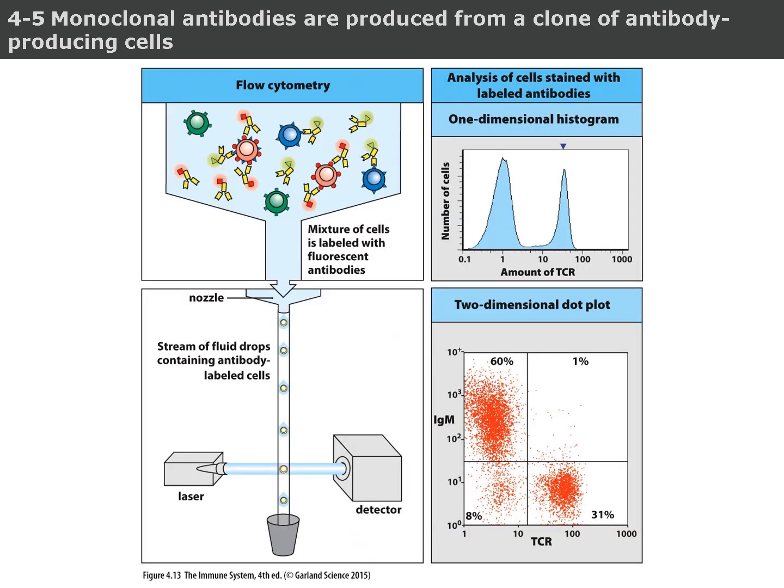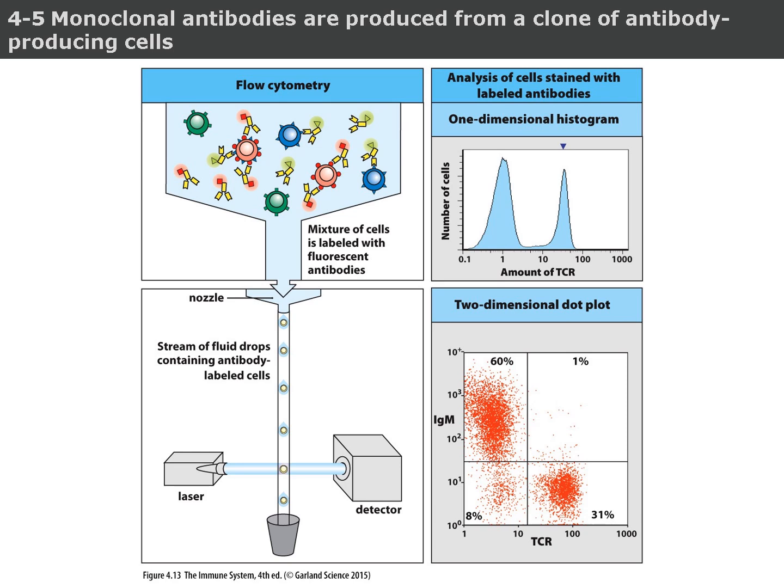biomedical science. This figure demonstrates how flow cytometry is used to analyze and sort cells based on their surface markers, labeled with fluorescent antibodies. At the top left, a mixture of cells is labeled with different fluorescent tagged antibodies, each recognizing a specific cell surface protein. These labeled cells are then passed into a narrow stream through a nozzle where they move in single file. As the cells travel through the stream, they pass a laser beam. The fluorescent tags are excited by the laser, and the emitted light is detected and analyzed.